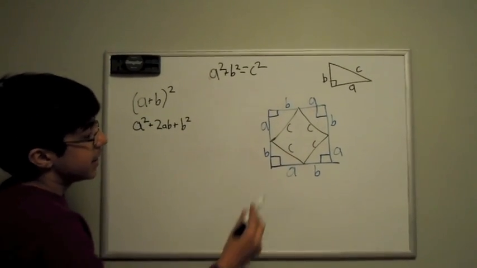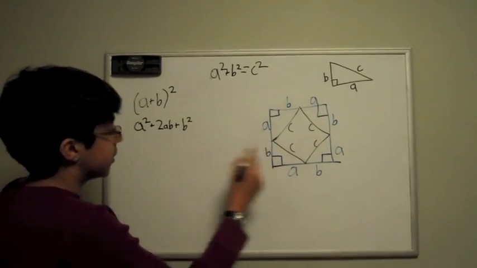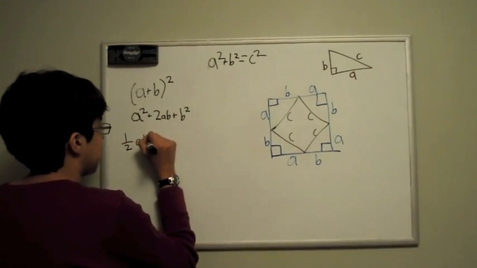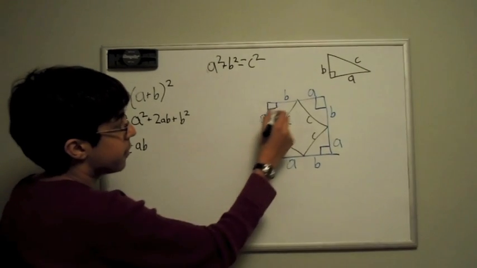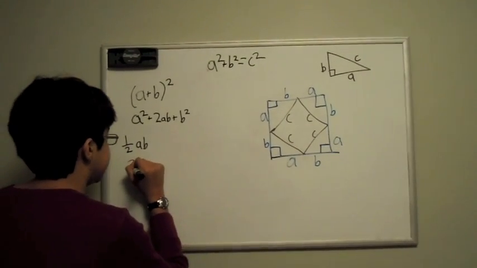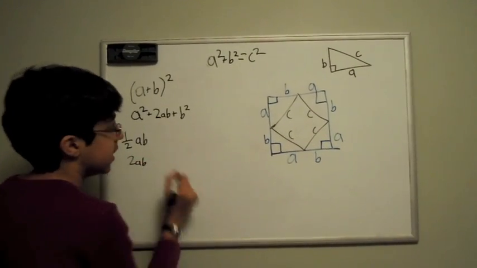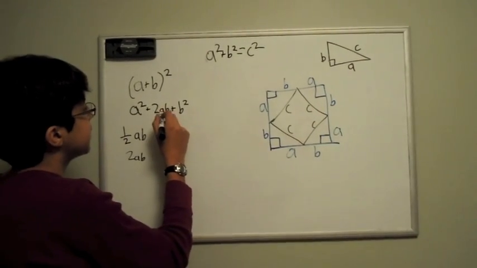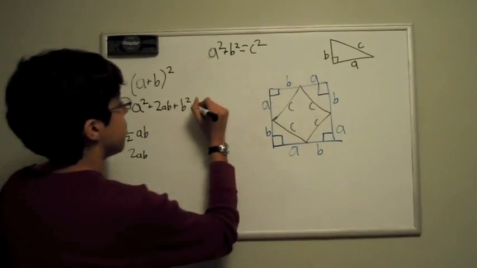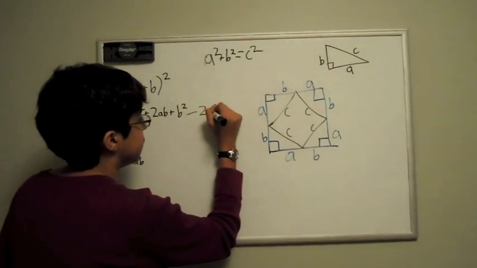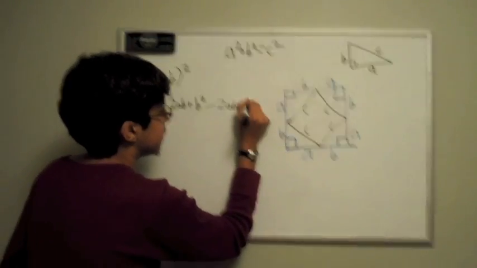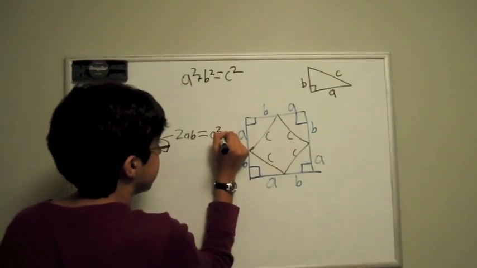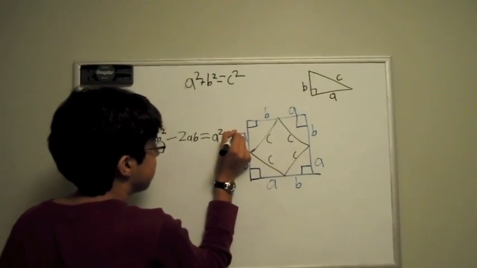Now, the area of this triangle is 1/2 ab. The area of all 4 of them is 2ab. So the area of this quadrilateral is a squared plus 2ab plus b squared minus 2ab, which equals a squared plus b squared.